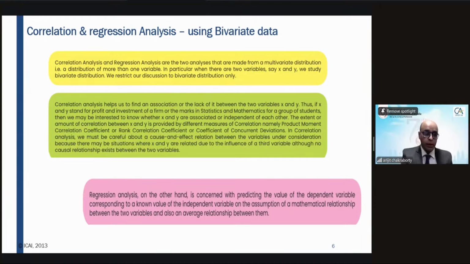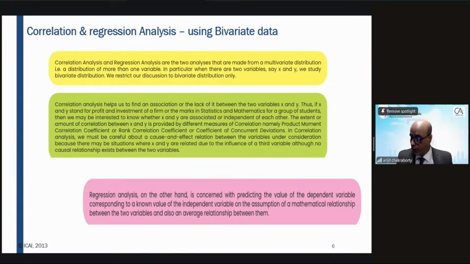This is correlation. What is regression? In regression we will talk about prediction. That means here regression is concerned with predicting the value of a dependent variable. So as you know, when you think of the basic X and Y, we always say that X is the independent variable, whose value I already have. I know the value of X.